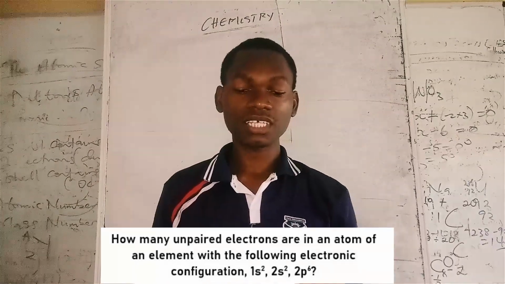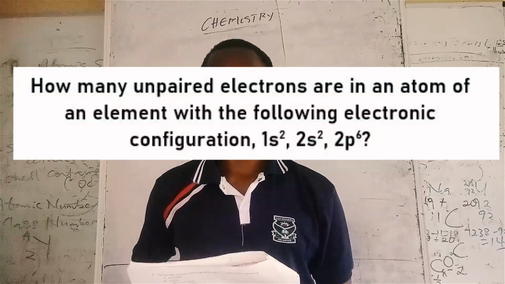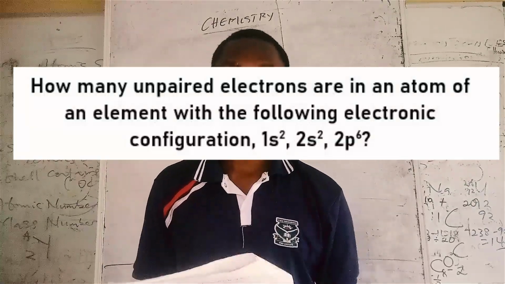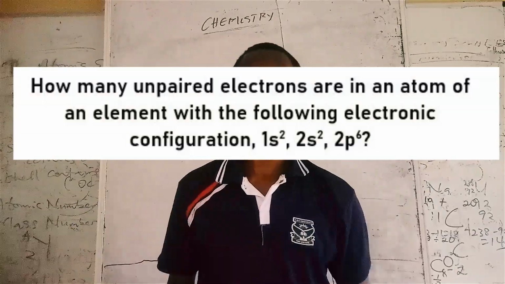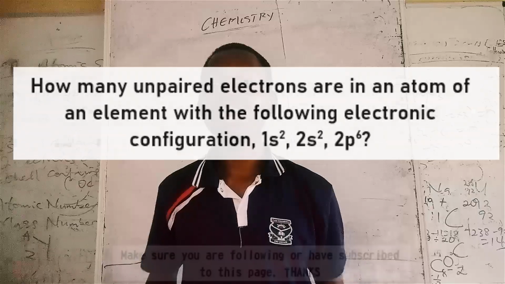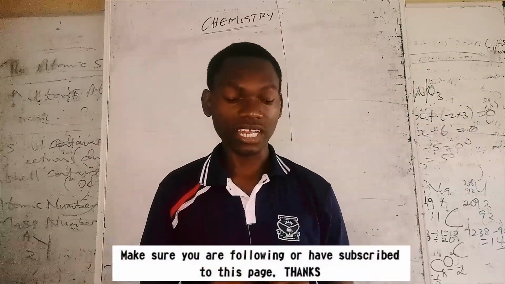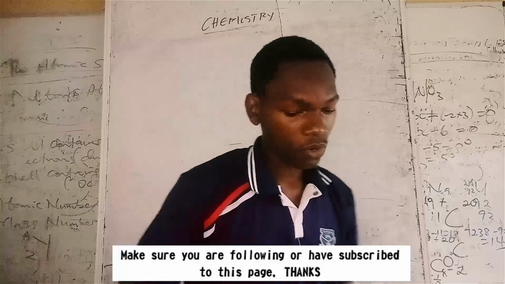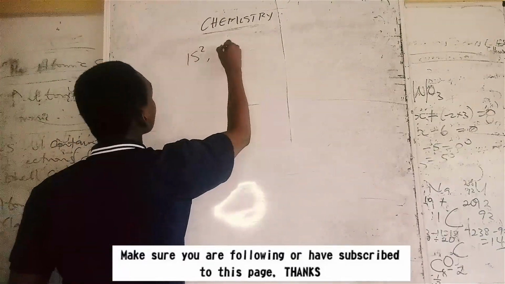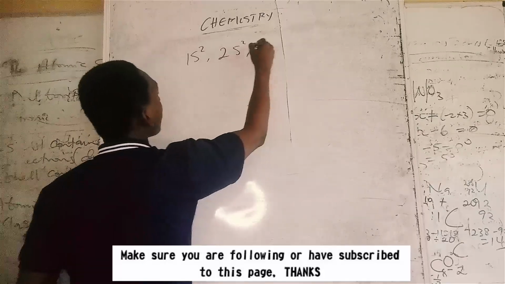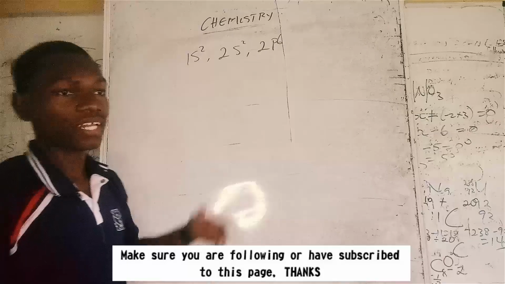Let's quickly look at this question we have here. The question says, how many unpaired electrons are in an atom of an element with the following electronic configuration: 1s2, 2s2, and 2p6? We are asked to identify how many unpaired electrons are in this element that has the electronic configuration of 1s2, 2s2, and 2p6. How many unpaired electrons are here?